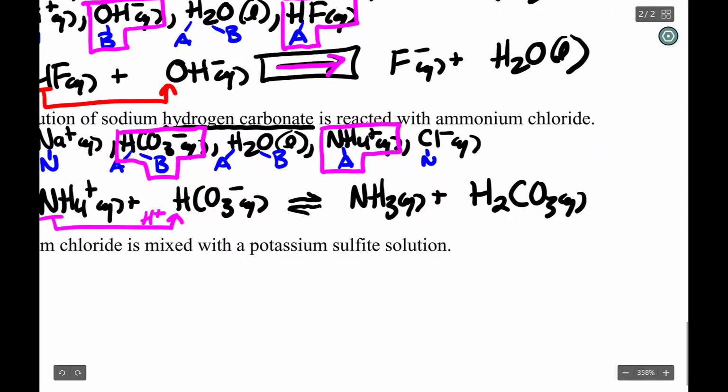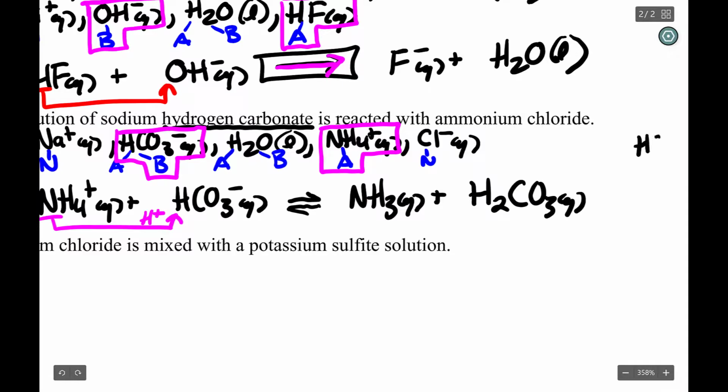Now, when I look on my table, HCO3- as a base is higher up the table than NH4+. Therefore, this reaction is in equilibrium, but it is going to favor the reactant side.